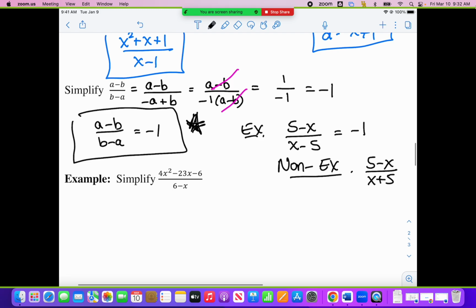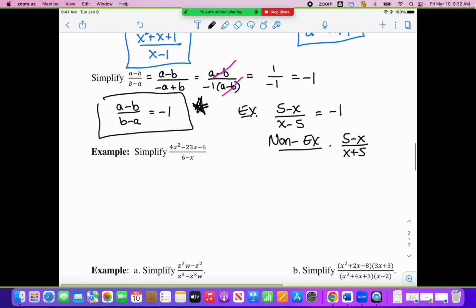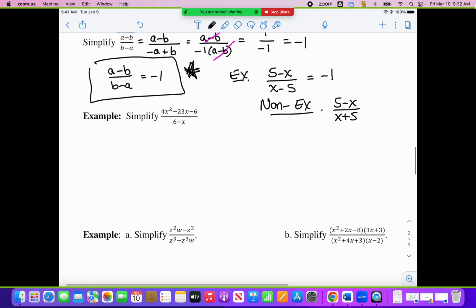All right, so here's what I want you to do. I want you to try the next two examples. There's two, but one of them has two parts. So try to factor everywhere. And in some of them, you're going to see an a minus b over b minus a.